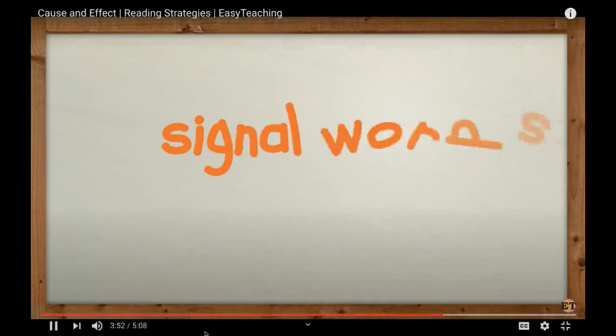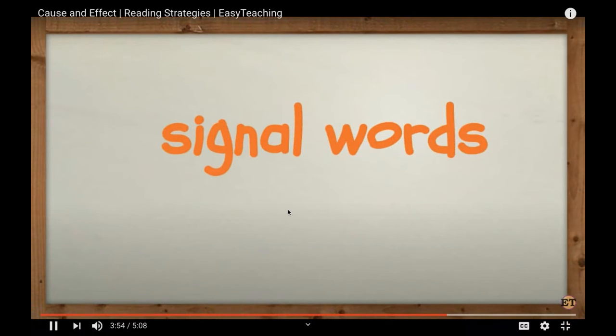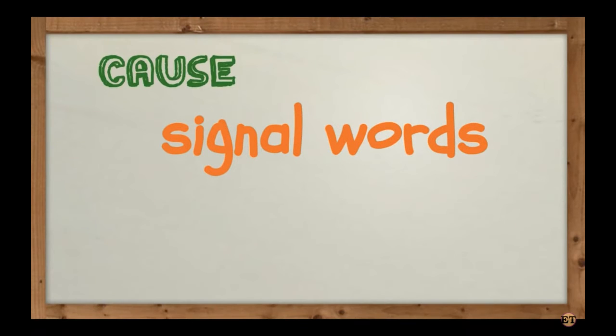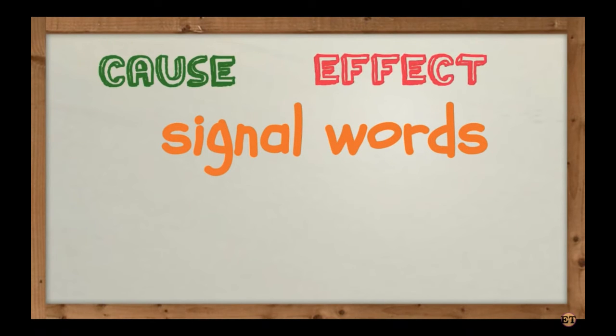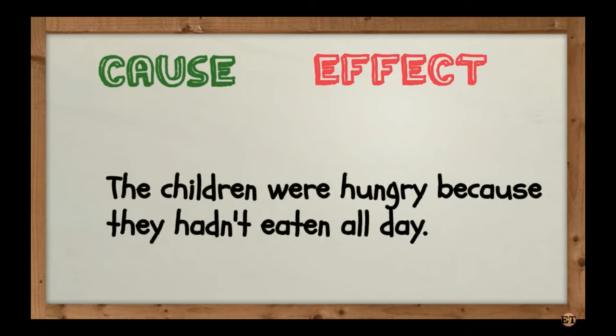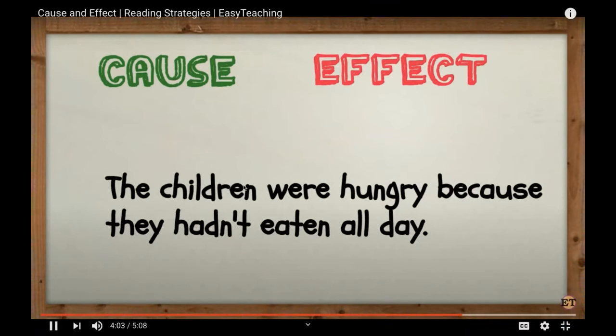Try some more on your own. In each sentence, identify the signal word or phrase and decide which is the cause and which is the effect. The children were hungry because they hadn't eaten all day.